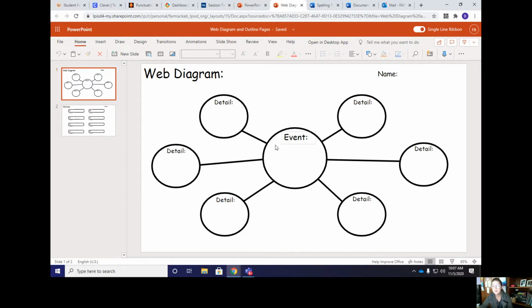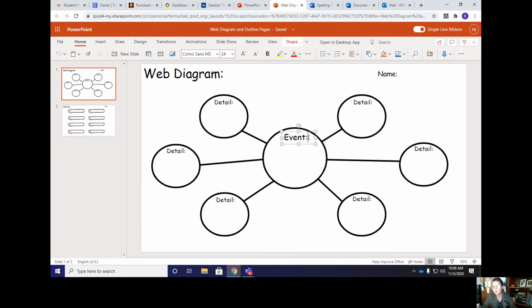So let me just give the example of the Star Spangled Banner. The Star Spangled Banner would be your event here in the center. And then you would have the details off to the side. One of the details could possibly be who wrote the Star Spangled Banner. Another detail could be what was happening during that time of him writing it. Or another detail would be where are they. So let's keep those 3 in mind.